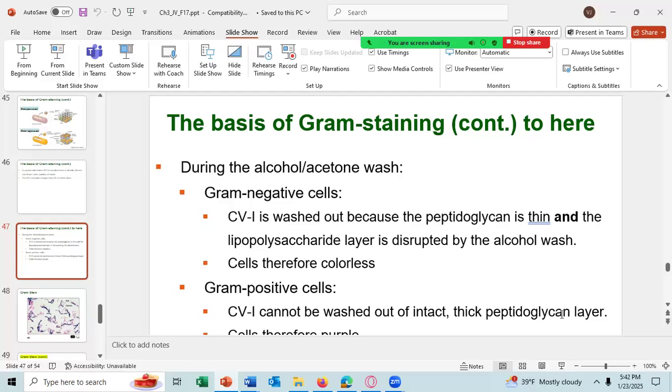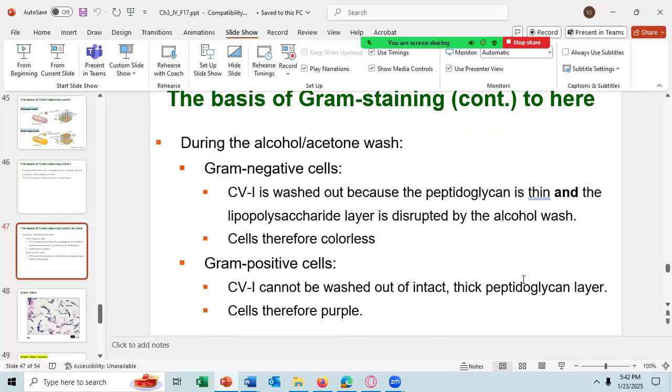And so therefore, these cells are colorless until you apply the safranin. The gram-positive cells have the crystal violet iodine complex in a thicker cell wall, so the crystal violet iodine complex is not washed out of the thick peptidoglycan layer. So the cells stain purple. So gram-positive are purple, gram-negative are pink.